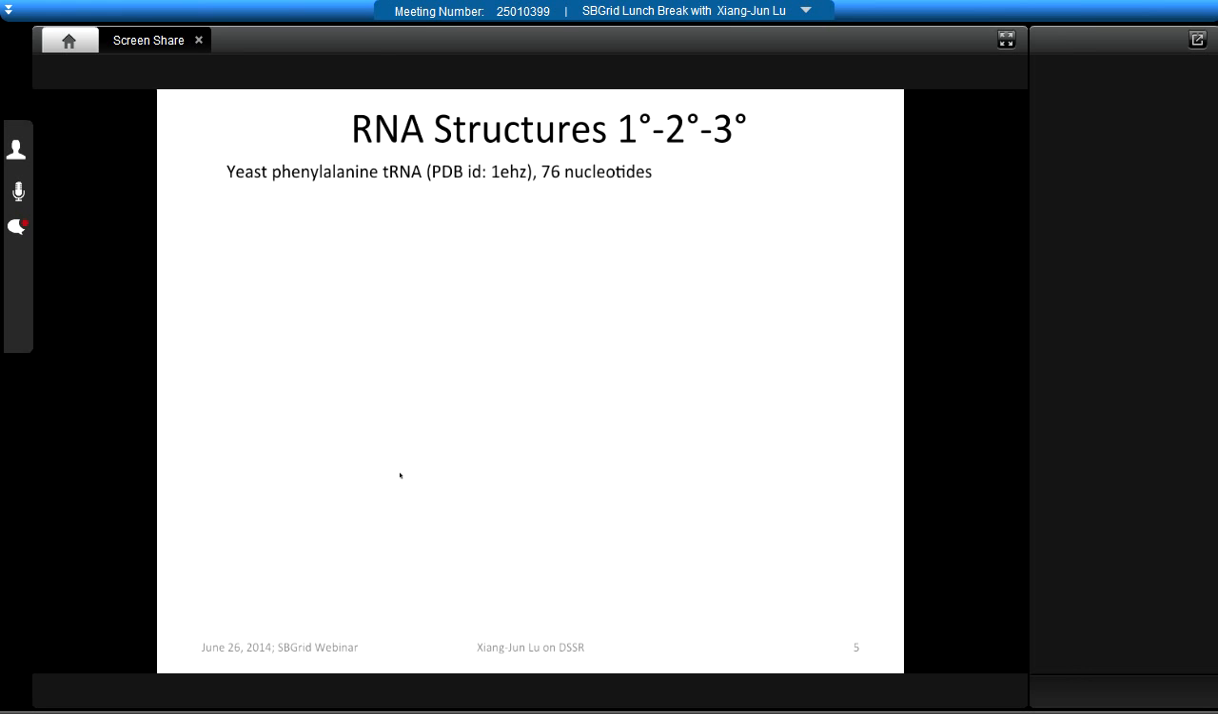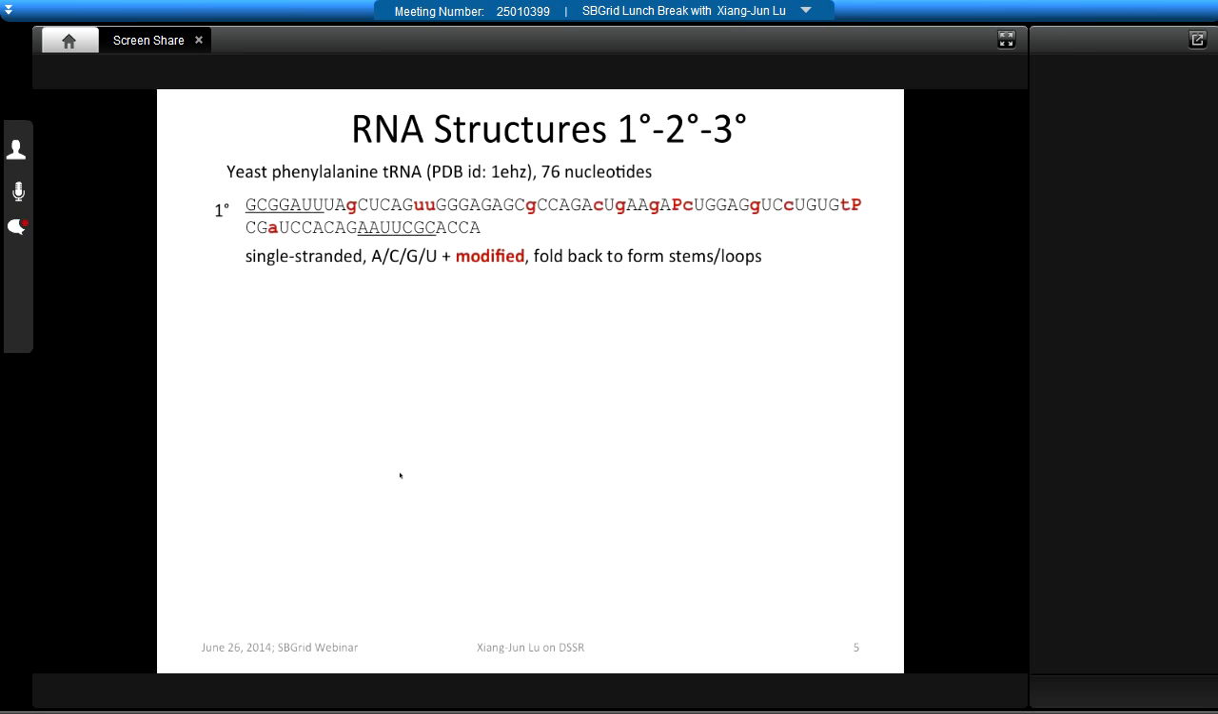So we all know RNA is single-stranded, and its structure can be divided into three levels. Here I'm using yeast phenylalanine tRNA, which has PDB code 1EHZ, as an example. This tRNA has 76 nucleotides, as shown here. RNA primary structure is the linear sequence of the bases. There are four canonical letters, A, C, G, U, that we are all familiar with. But there are also many so-called modified nucleotides. The modification could be on the base, the sugar, or the phosphate. In this sequence, I just show the modified ones in red.